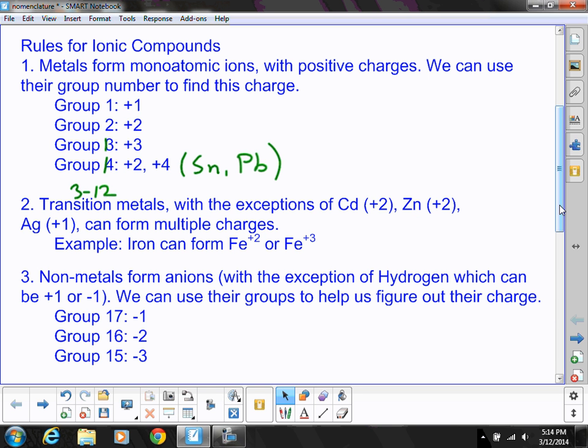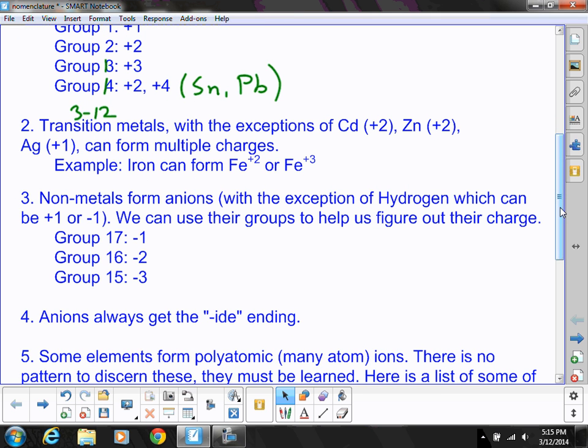The nonmetals form anions, with the exception of hydrogen. Hydrogen is kind of a unique element for a variety of reasons. But hydrogen can not only form a +1 ion, it can also form a -1 ion, and we can get into that at a later time. We can use their group numbers to help us figure out their charge. So elements in group 17, as we saw the other day, we're talking fluorine and chlorine, bromine, they're -1. Elements in group 16, like oxygen and sulfur, would be -2. And then elements in group 15, like nitrogen and phosphorus, form -3.